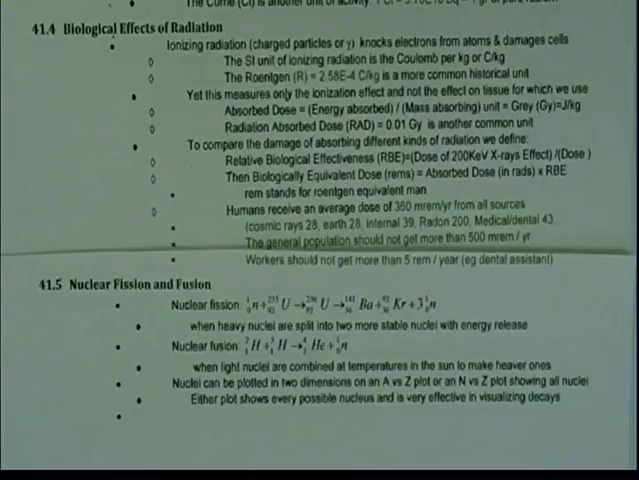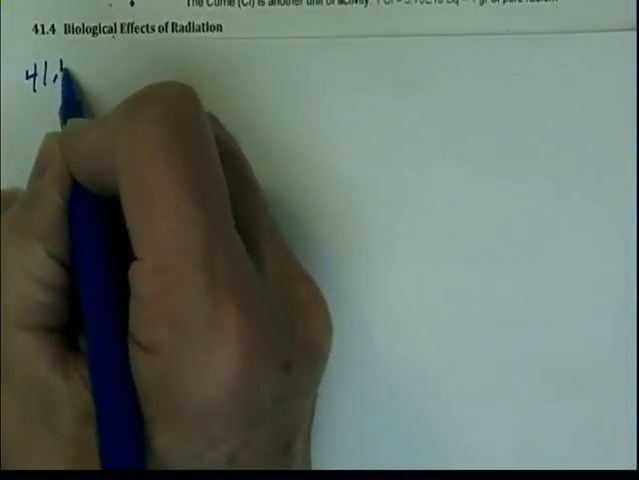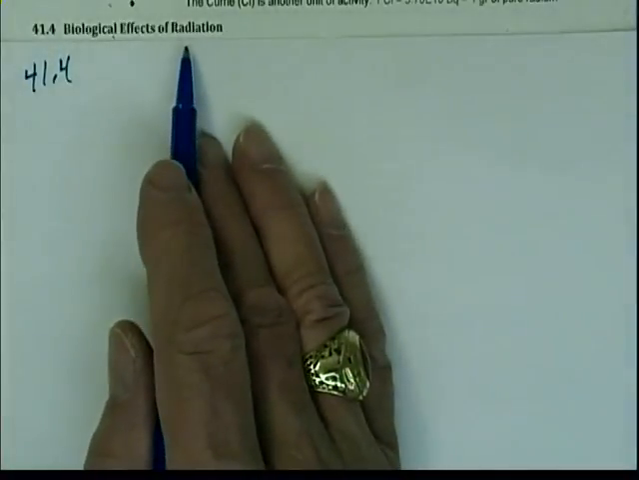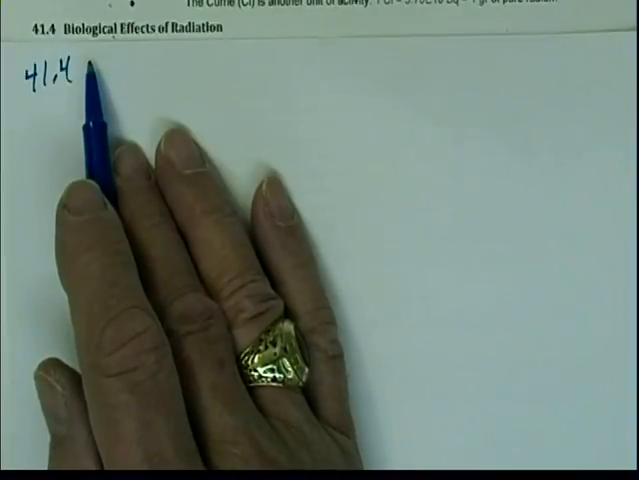In this next section, we're going to be talking about the biological effects of radiation. This is section 41.4. And this is very important for anyone in the medical sciences or biological sciences, because you're interested in knowing, from all of these radioactive effects, how do they affect living things? And that's the biological effects.